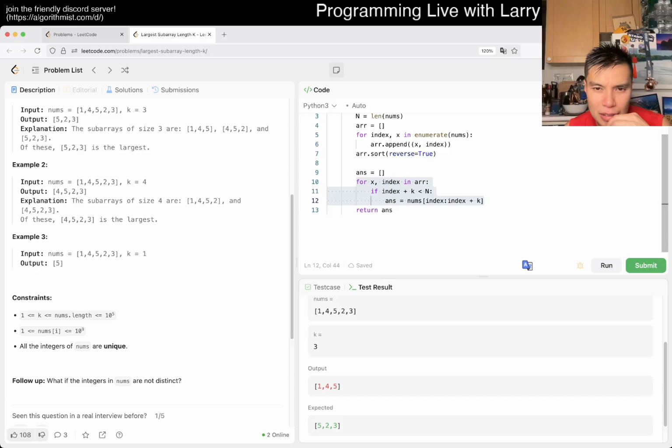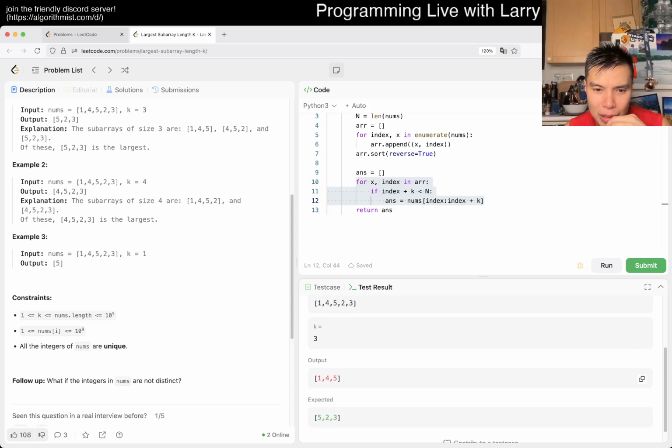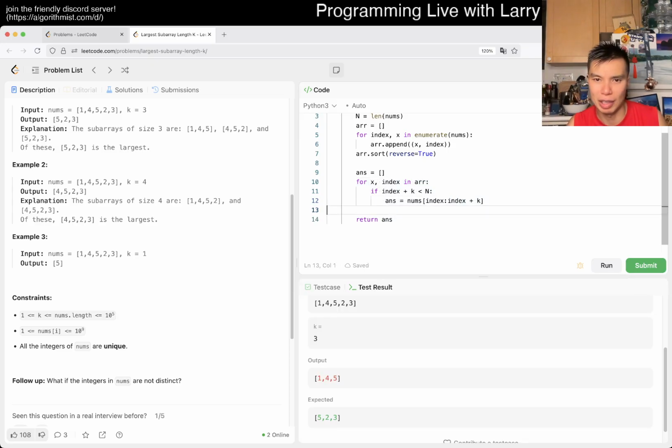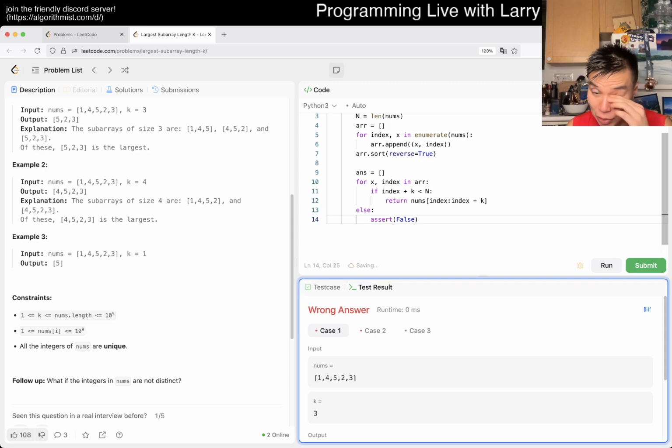Is it off by 1? No, even off by 1, it should not do 145. Oh, I don't return immediately. That's why. I don't know why I put it as the answer, and then it just overwrites. That's why. Whoops. And then maybe you could just write else assert false or something, because it should never happen. So I just kind of wrote it in a weird way.